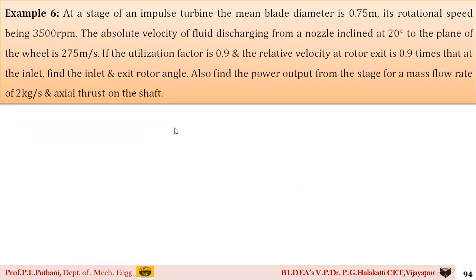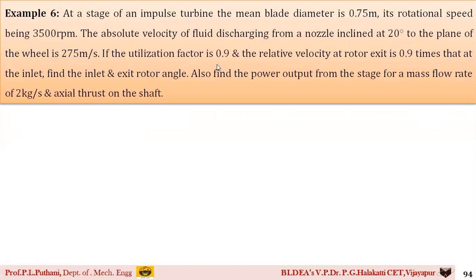Similarly, the next problem. He says here clearly that at a stage of an impulse turbine, the mean blade diameter is 0.75 meters. Then he says its rotational speed being 3,500 RPM. As he has said, the absolute velocity of the fluid discharging from the nozzle is inclined at 20 degrees to the plane of the wheel, 275 meters per second.